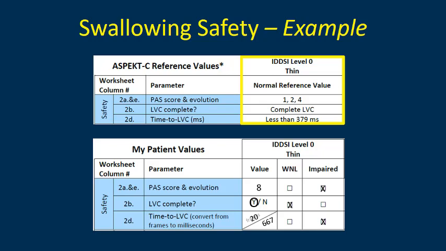With time to LVC, we must convert our 20 frames into milliseconds. To do this, I took our 20 frames divided by 30 frames per second. That equals 0.66. I multiplied that by 1,000 to convert to milliseconds. That equals 667 milliseconds, which is greater than 379, as seen in our reference values. This would lead a clinician to identify time to LVC as being the mechanism of impairment for swallowing safety and a target for your treatment protocol.